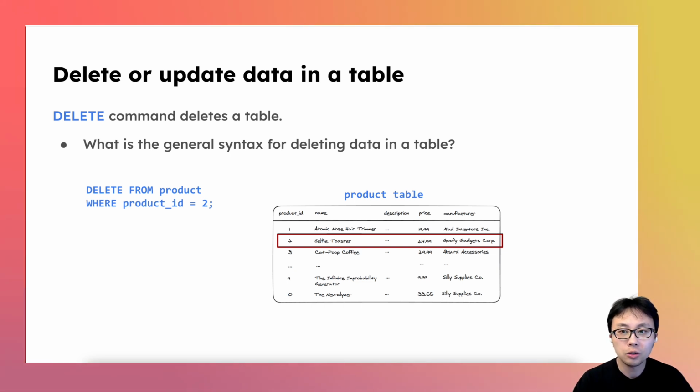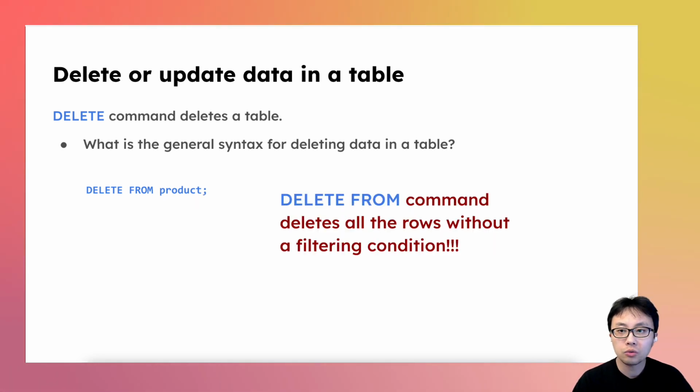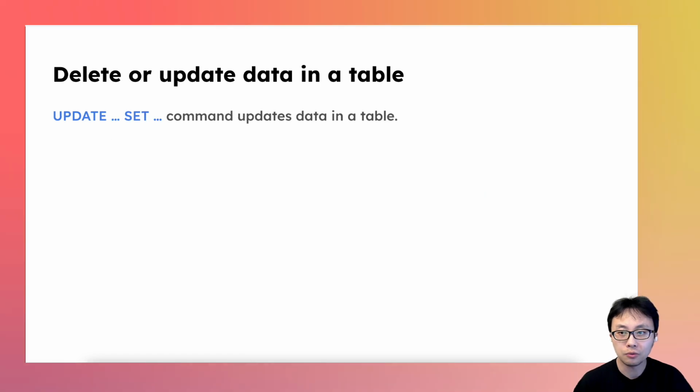When deleting data from a table, you need to make sure to specify your filtering condition. Otherwise, the consequence can be serious. Without a filtering condition, the command delete from product will delete all the rows from the product table. In other words, all the data will be gone, even if the structure of the table is intact. That's everything about the delete command. Let's move to discuss how to update data in a table.